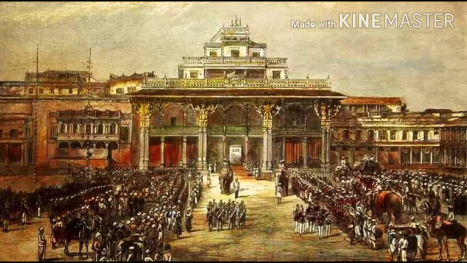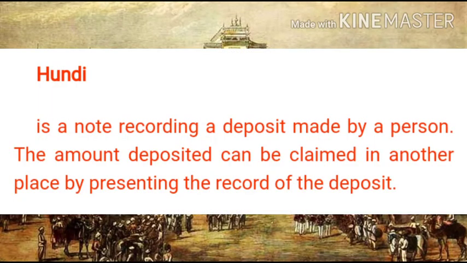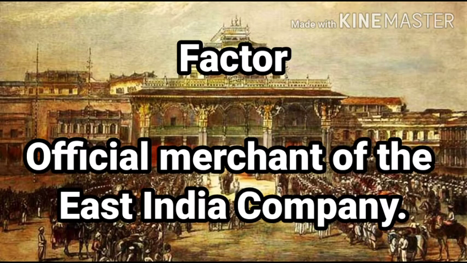Number 6, hundi. It is a note recording a deposit made by a person. The amount deposited can be claimed in another place by presenting the record of the deposit. Next is factor. The official in charge of the trading activities of the European trading companies is known as a factor.